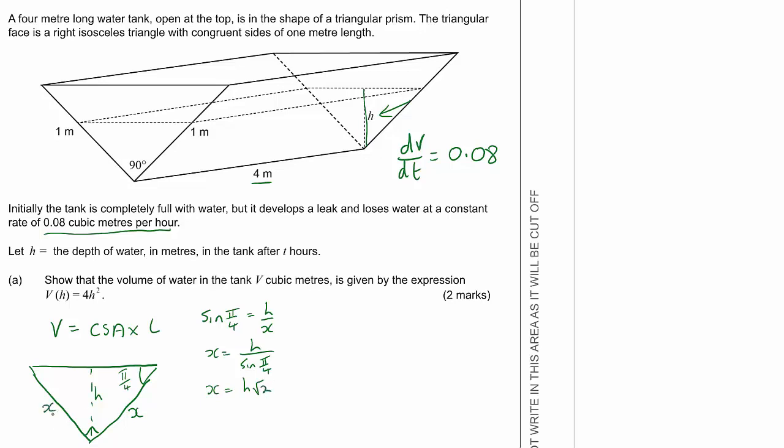Now this means that that's also x, and this is the base and this is the height of this right angled triangle. So the cross-sectional area is going to be a half times the base times the height, which is equal to, because root 2 times root 2 is 2, divided by that 2, just h squared. So the volume is going to be h squared times the length, which is 4, which is 4h squared, as required.